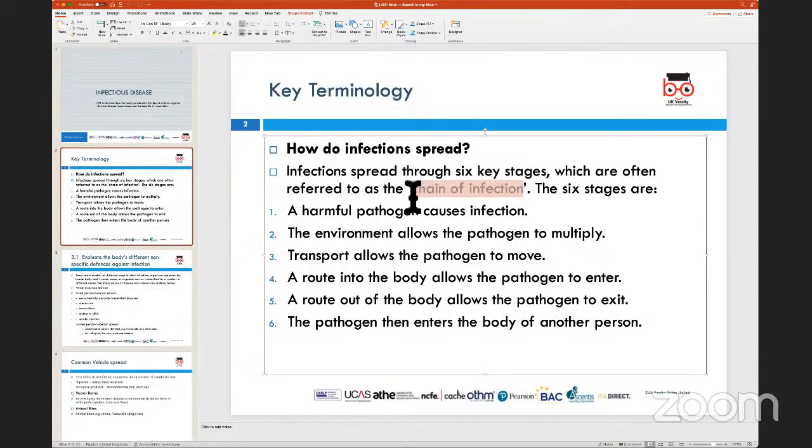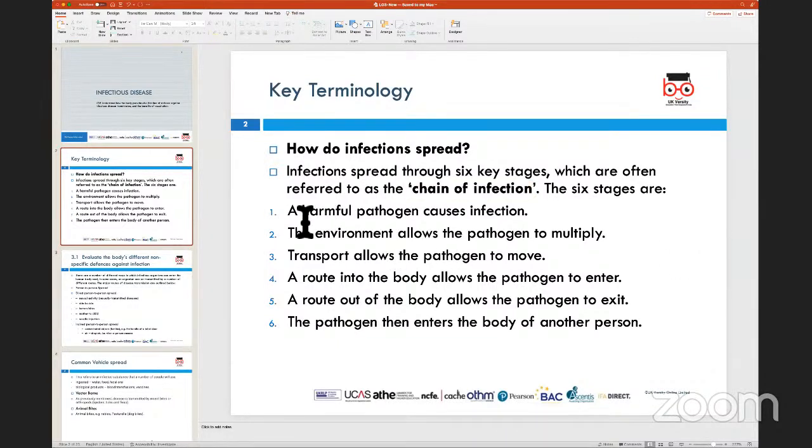That means these are a series of steps which the human body has to go through and endure before we say that you have had an infection. The first stage is a harmful pathogen, which could be a bacteria, virus, fungi, protozoa, or a type of cell which has started giving you an allergic or some sort of reaction. That starts the process of infection, because your body gets infected.